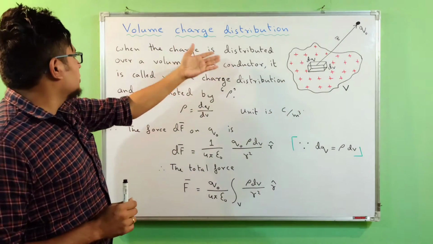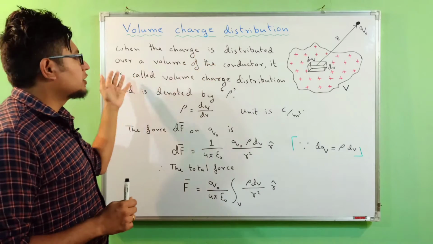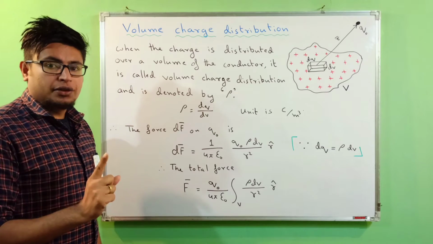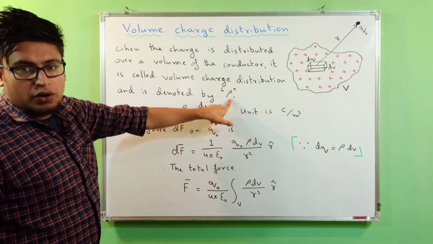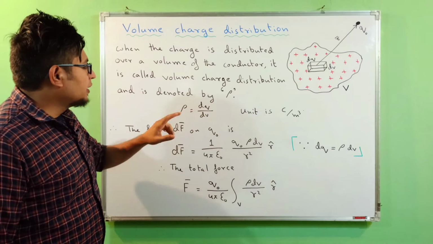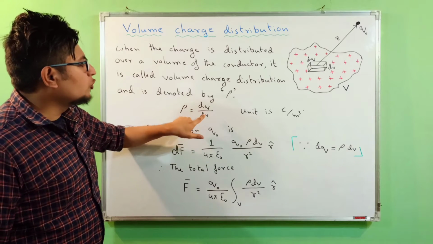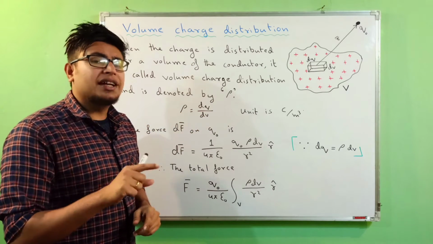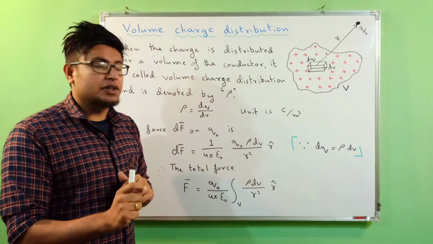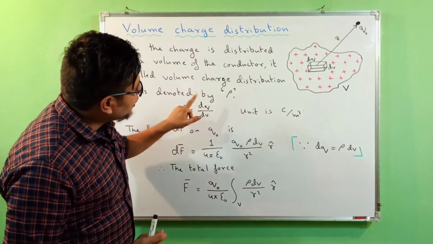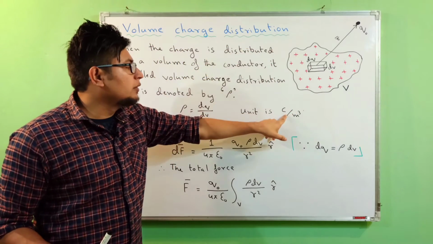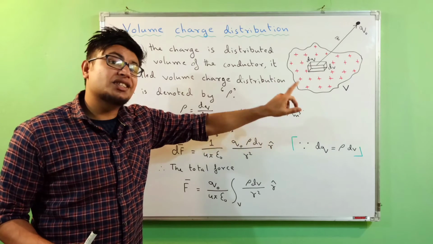When the charge is distributed over a volume of the conductor, it is called volume charge distribution, also known as volume charge density. The symbol is rho. The name of this symbol is rho, which is defined as charge per unit volume. In the case of line integral, we had charge per unit length, and for surface integral, charge per unit surface. Now in this case it is charge per unit volume. The unit of volume charge density is coulomb per meter cube because it is a volume now.